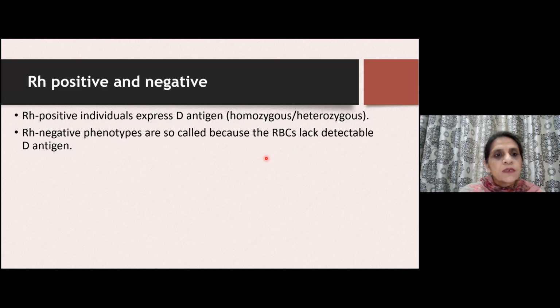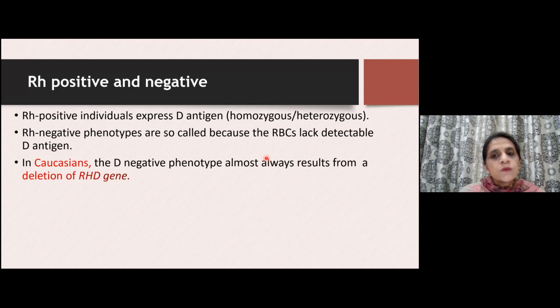These are the three common mechanisms. In Caucasians, in the majority of cases, the D negative almost always results from a deletion of the RHD gene, as we'll be seeing in the next slide, how the deletion occurs. So because of this deletion, the D negative phenotype occurs in Caucasians.